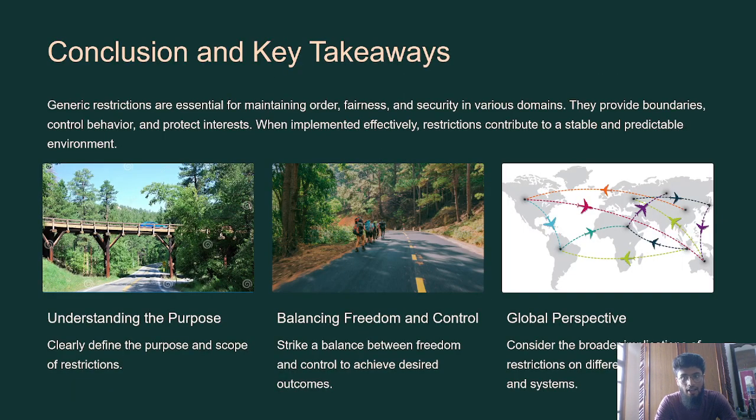Conclusion and key takeaways. Generic restrictions are essential for maintaining order, fairness, and equity in various domains. They provide boundaries, control behavior, and protect interests. When implemented effectively, restrictions contribute to a stable and predictable environment. Understanding the purpose: clearly define the purpose and scope of restrictions. Balancing freedom and control: strike a balance between freedom and control to achieve desired outcomes. Global perspective: consider the broader implications of restrictions on different stakeholders and systems.